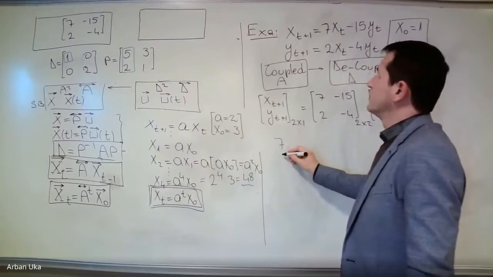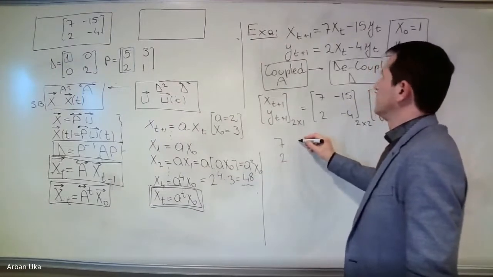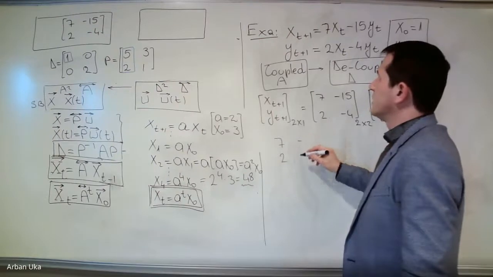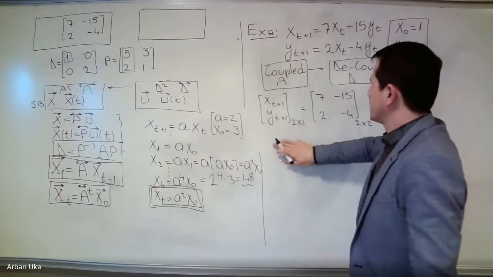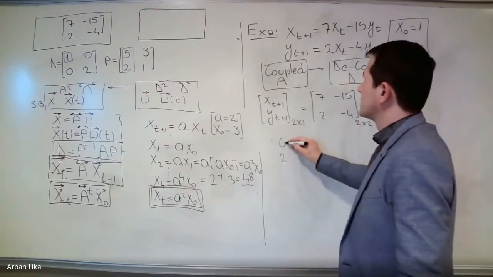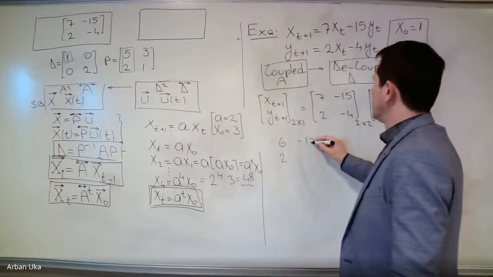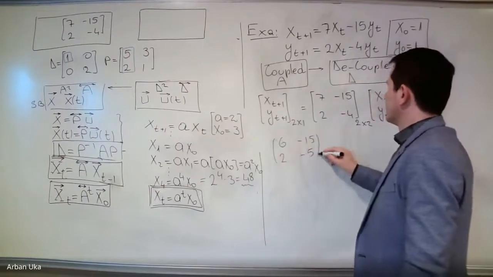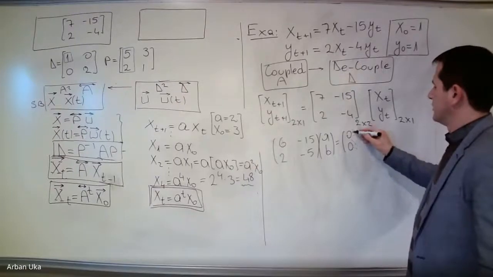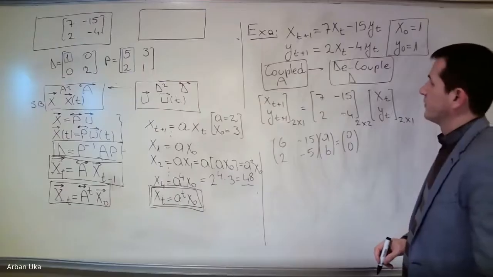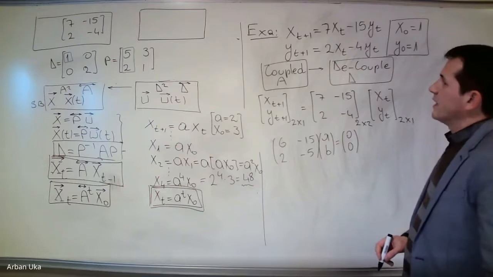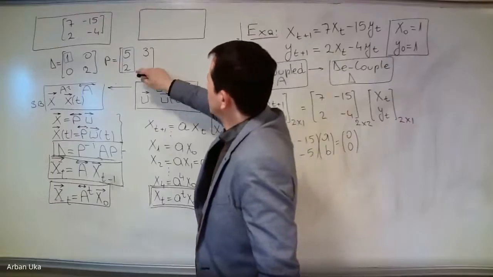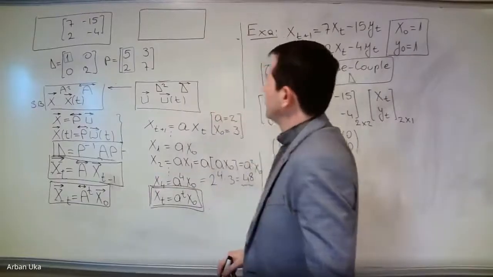This is equal to 7, 2. Well, we can try to find this one. Let's subtract 1. So we have to do the following. This is 6, 2, minus 15, minus 5. So this is times... Sorry to interrupt. It's 5, 2 and 3, 7, not 2, 1. 5, 2, and then 3, 7 here. Yes. Okay.